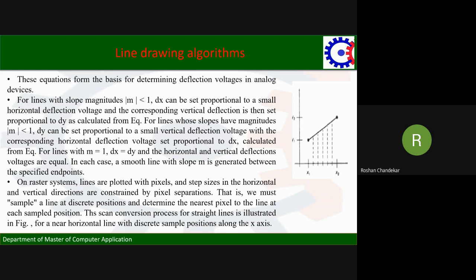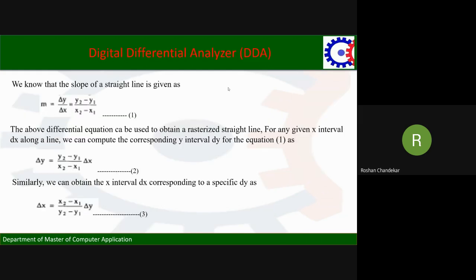On the raster system, lines are plotted with pixels. Definitely, you know that our screen is made up of millions of pixels. So from the point x1, y1 to the point x2, y2, how many pixels lie in between? That number of pixels we generate and highlight, that is what we call the line drawing algorithm. And that generating of pixels is nothing but the digital differential analyzer algorithm, called the DDA algorithm.